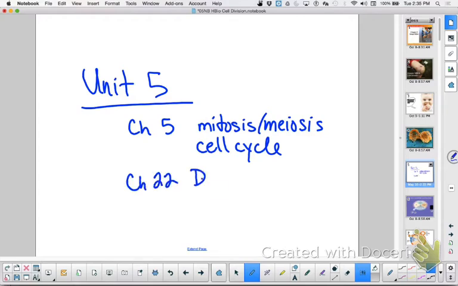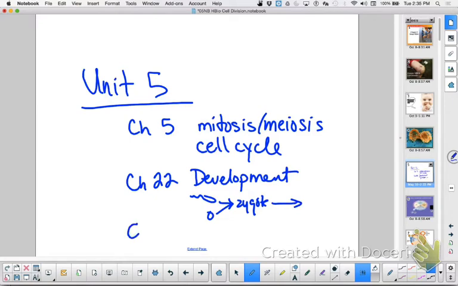And Chapter 22 was about development. Okay, and you want to start with sperm and egg. And it goes to a diploid zygote. And then all the stages that go from there. And then the last chapter in this unit was Chapter 23. And that's all your inheritance. Okay, so those are all your Punnett squares and then the exceptions to the rule. So I don't know that we'll get through all of those, but we can certainly try. So I'm going to go through.